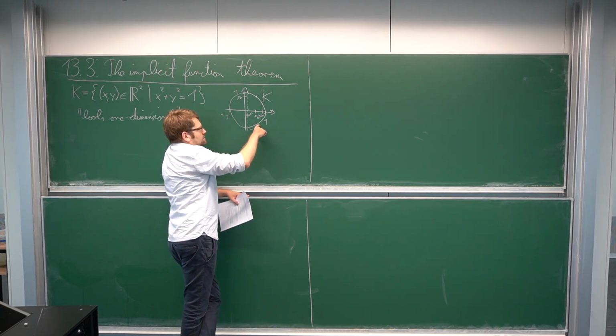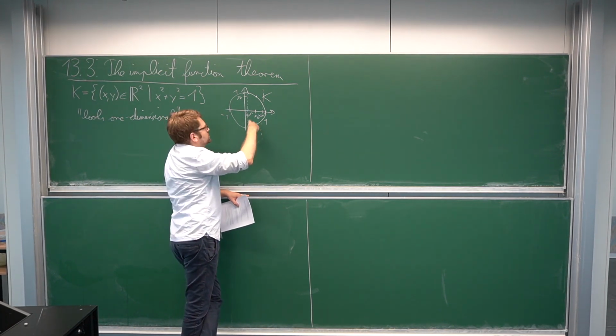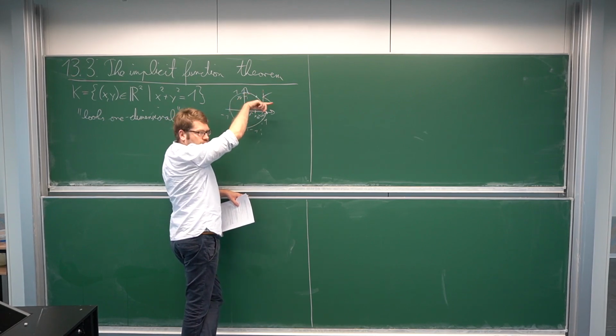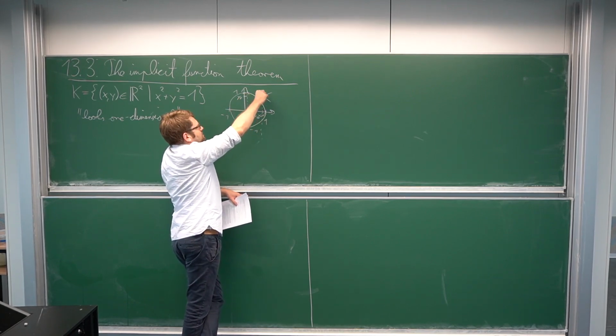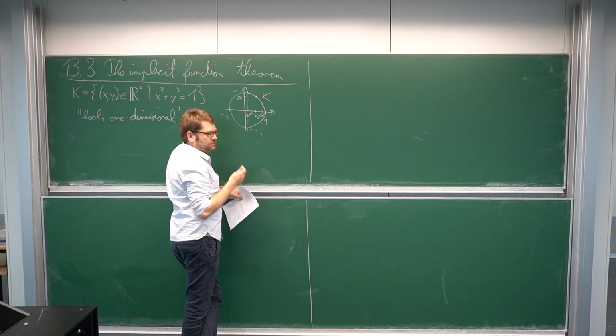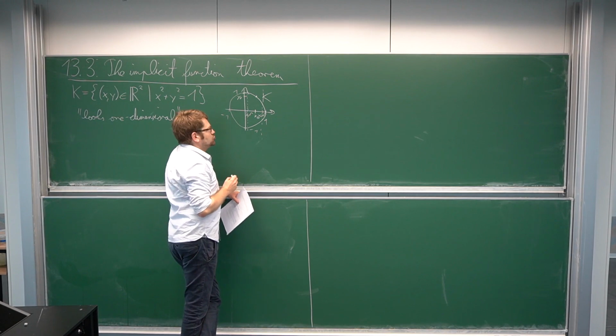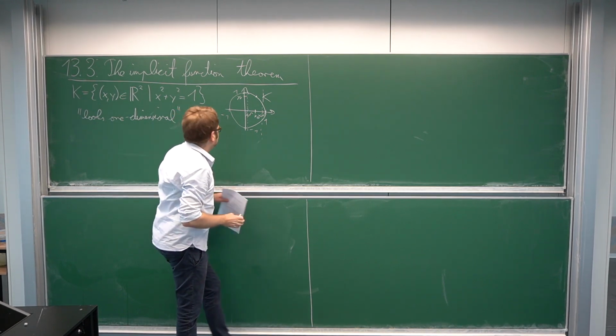Down here, it's another graph. So if we restrict ourselves to looking at the top right quadrant, we can describe this locally, by choosing some convenient interval, as a graph. And this is the interesting property.